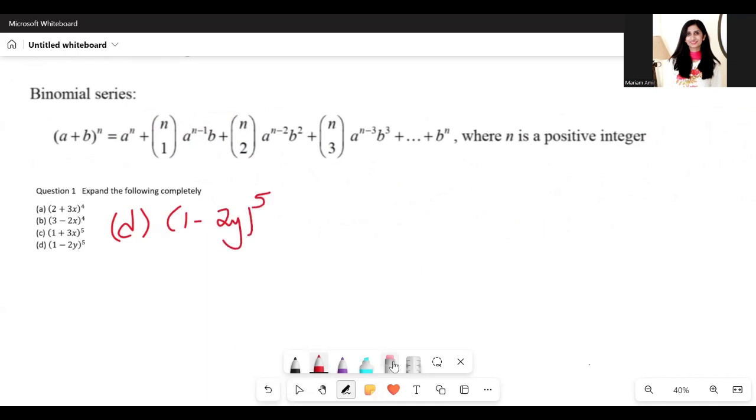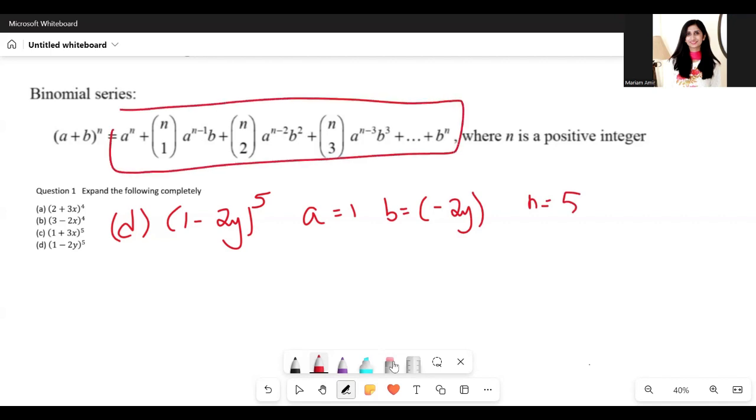Now, just to be clear, a is 1. b is now a negative number. So you'll have to write bracket minus 2y everywhere. And n is 5. So now let's plug in the values here. So we need to expand it completely. So it's going to be, the first term is 1 power 5. That's a power n plus 5C1.